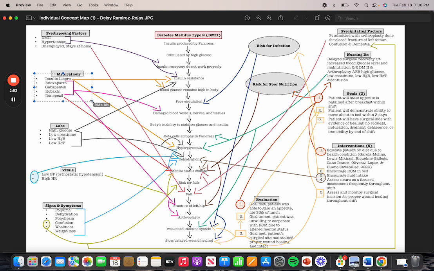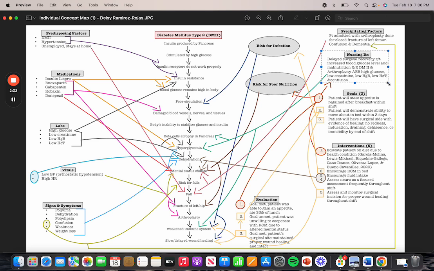Okay, medications, pretty straightforward. What meds are used to treat this disease? Labs, what labs do you expect to be out of range for someone with this disease? Vitals, same thing. What would you expect to be abnormal? Signs and symptoms, pretty straightforward. Over this side, I talked about precipitating factors.